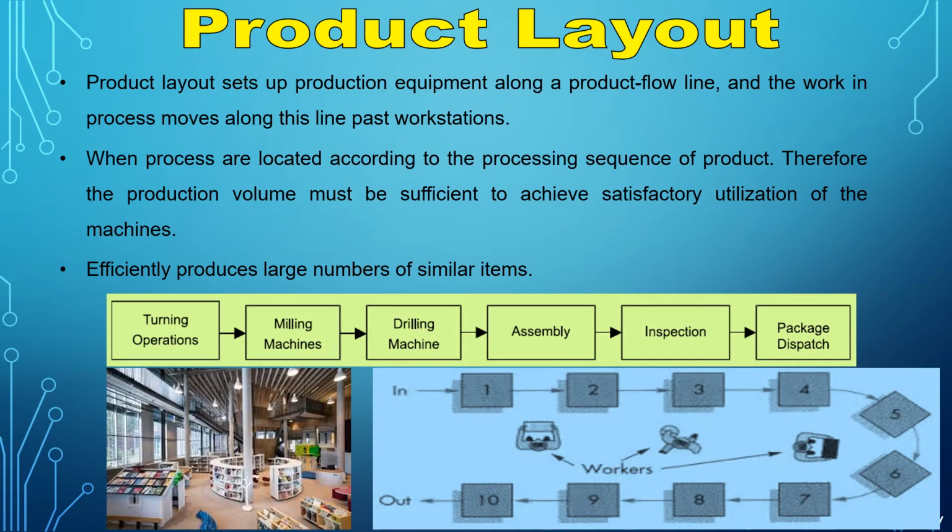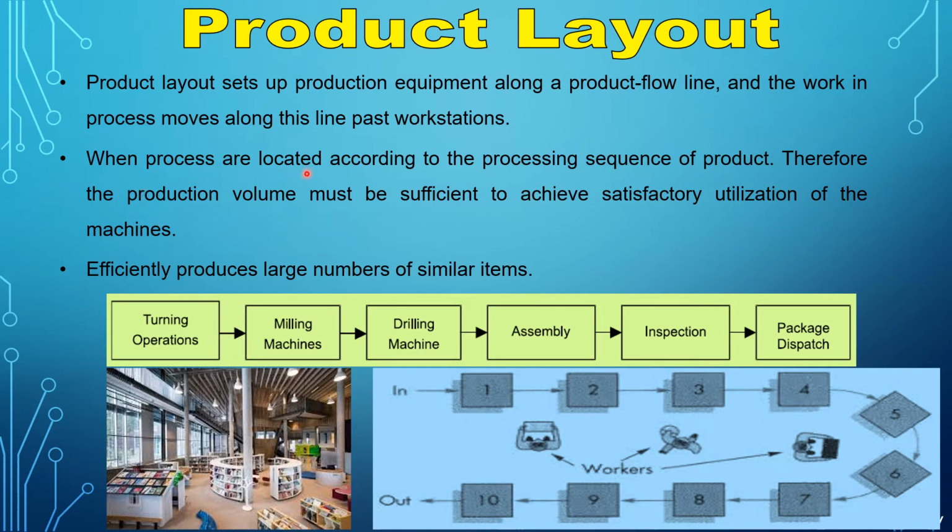Next one is the product layout. Basically, product layout sets up the production equipment along a product flow layout, and the work in process moves along this line past workstations. Work in process is defined as the work or job in between two operations. For example, a material is being turned and is waiting for milling, then this material is called work in process material or work in process inventory.